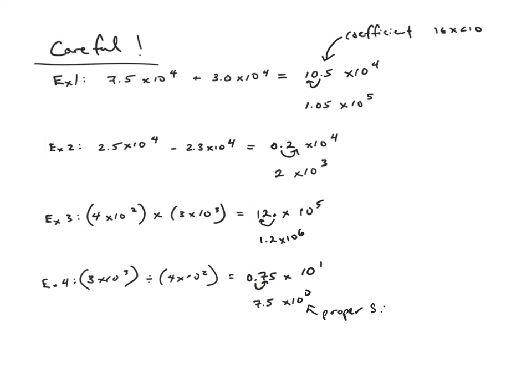Okay, so if you get a number, even though it's times 10 to the 0, if you plug that into your calculator it's just going to say 7.5, because 10 to the 0 is really 1. But if I ask you for an answer in proper scientific notation, make sure you include that times 10 to the 0, because that should be there.